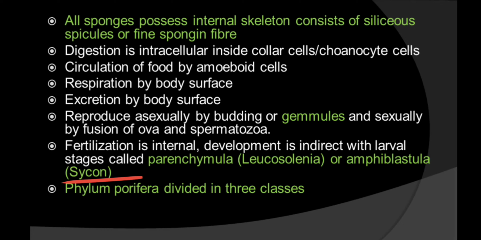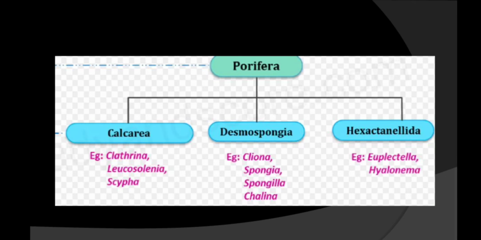Then phylum Porifera is divided into three classes: Calcarea, Demospongiae, as well as Hexactinellida. Okay, so these are the important classes of the phylum Porifera. Examples of the Calcarea are Scypha and Leucosolenia. Demospongiae are Cliona, Spongia, Spongilla, and others, whereas Hexactinellida are Euplectella and Hyalonema. So you have to just learn the names of the classes: Calcarea, Demospongiae and Hexactinellida. So these are the three important classes of the phylum Porifera.